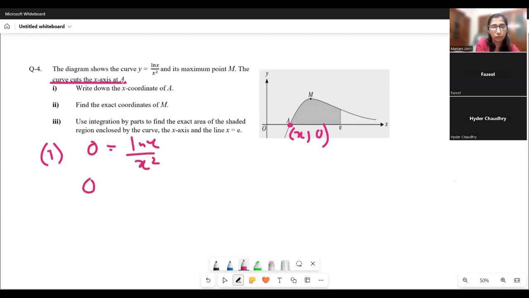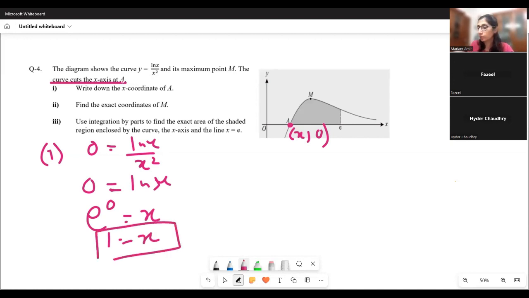So 0 equals ln x. Send ln x to the other side. When you send ln x to the other side, it becomes e. So e power 0 equals x. x equals 1. So the x coordinate of A is x equals 1. Yes, that's correct. So we have 1 here. Okay. Find the exact coordinates of M. So M is the maximum value, which means dy over dx is going to be 0.